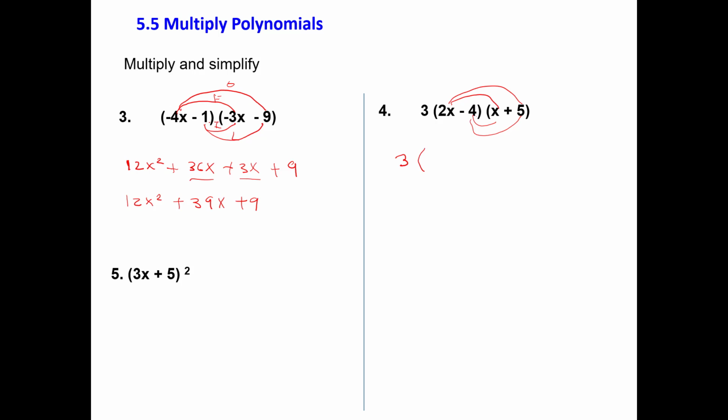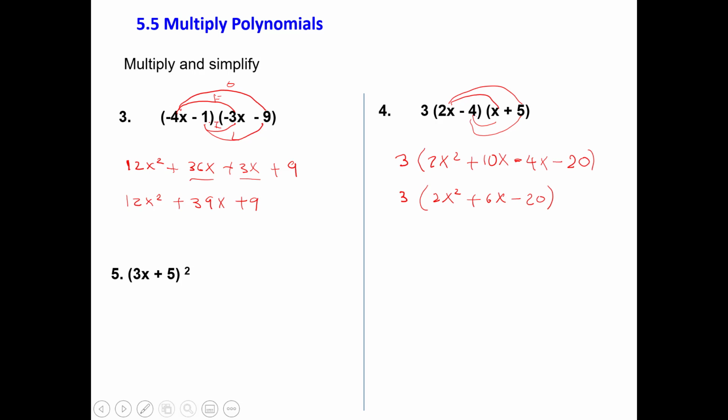And 2 times x is 2x to the second. 2 times 5 will be 10x. Negative times positive is negative. 4 times x is 4x. And the last one, negative times positive is negative. 4 times 5 is 20. Let's combine the like terms. 2x to the second. 10 minus 4 is 6, positive 6x minus 20.